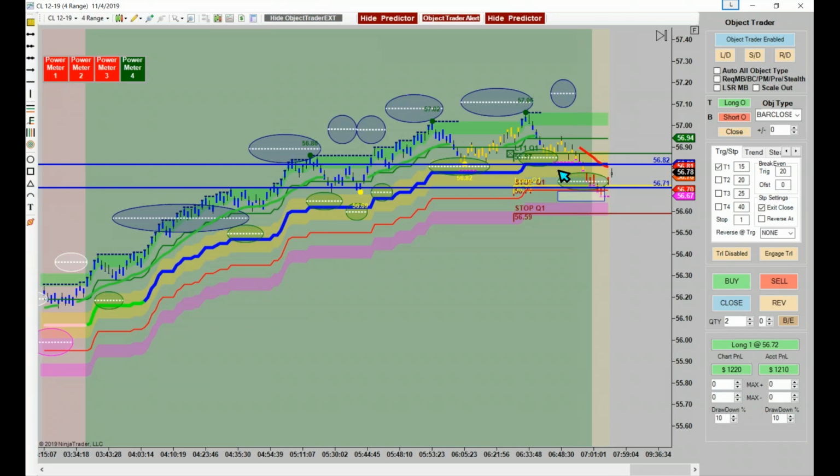So let's see if it hits resistance, and like I said, if it tries to roll at resistance, I'm going to kill it. Because this could easily start heading down, but it's not a downtrend yet. Everyone sees that, right? It's not a downtrend yet.